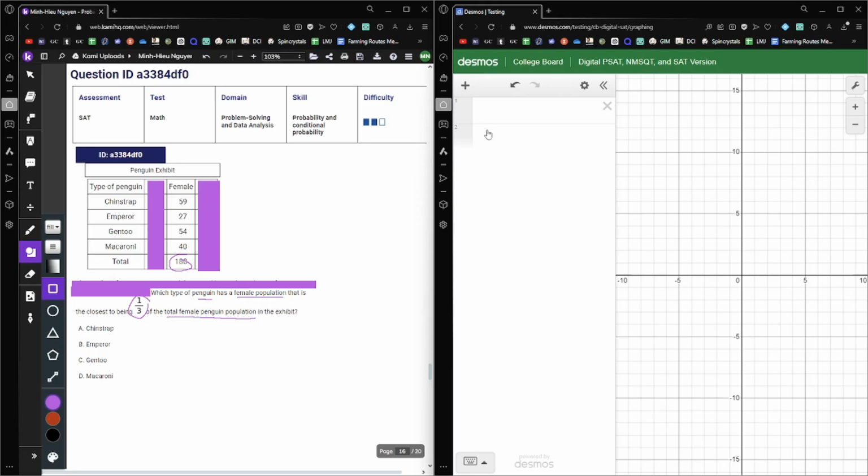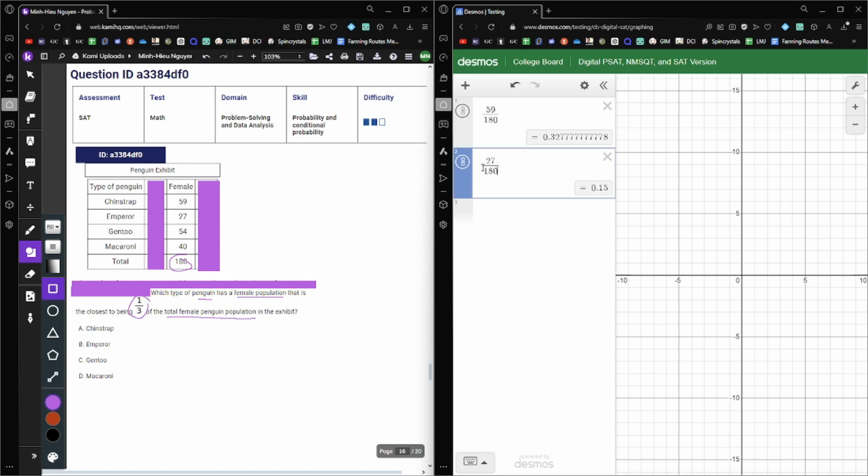Alright, here is Desmos, and I'm gonna start putting this in. So 59 over 180. Gonna click the fraction. Okay, I mean, that's pretty close to being 0.333, so I'm feeling chin strap right now. I wanna keep going though.